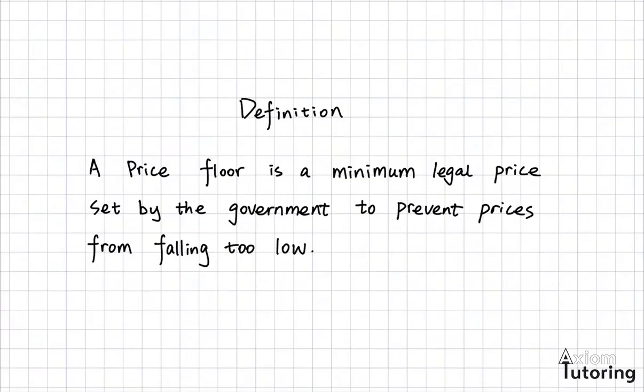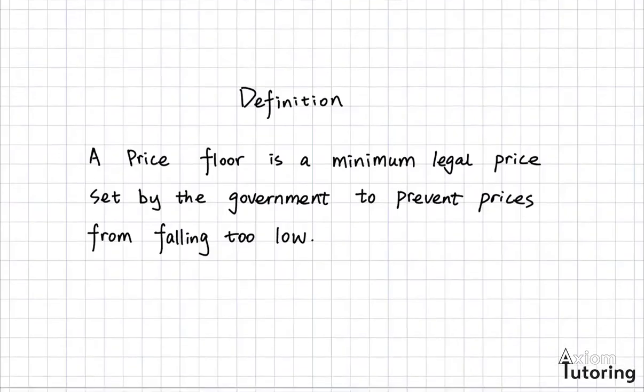A price floor only affects the market if it is set above the equilibrium price. If it is set below the market equilibrium price, it is considered as ineffective and non-binding. It will have no effect on the market. Examples of price floors include minimum wages and agricultural price supports.